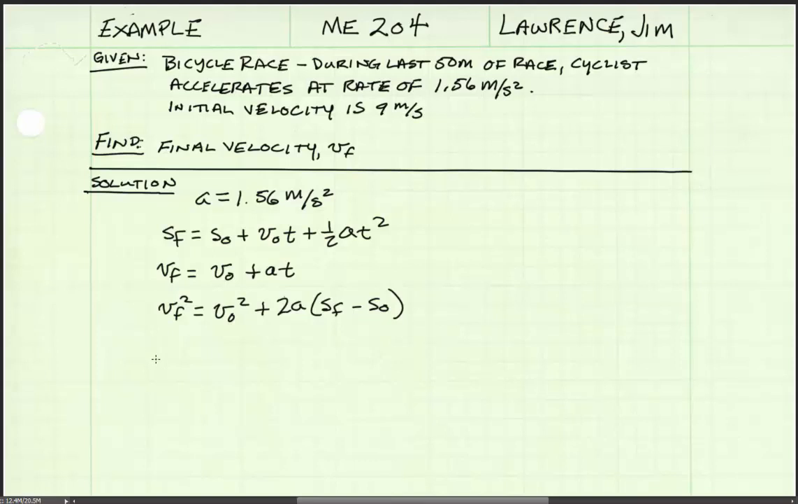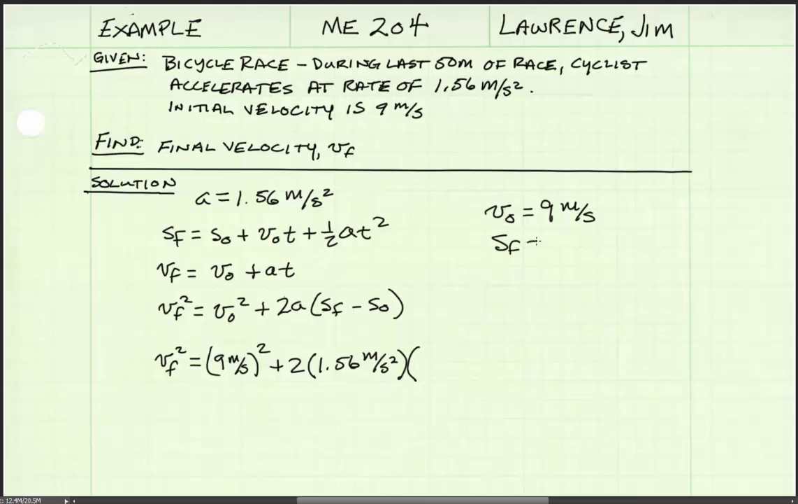If we plug in what we know, our final velocity squared is equal to, well, we know our initial velocity. Our initial velocity is 9 meters per second. So we can plug that in here. 9 meters per second squared plus 2 times, and we have our acceleration, 1.56 meters per second squared, times our S final minus S naught.